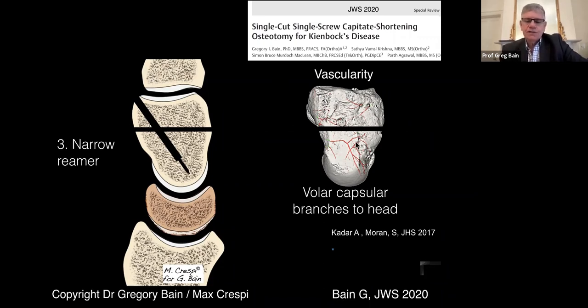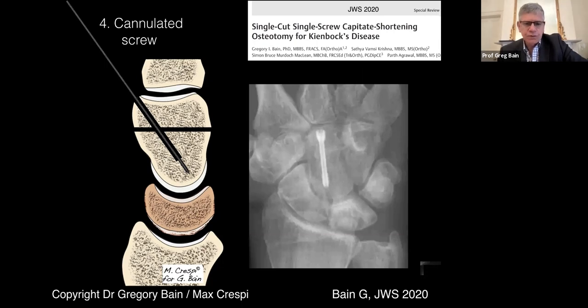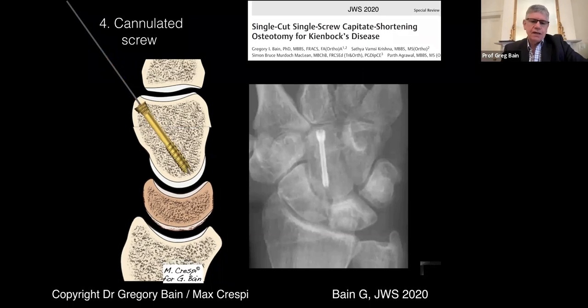And the rationale for this is the vascularity of the capitate comes particularly from the volar side. So it's again like the scaphoid. And so these volar branches need to be protected to ensure that we have vascularity, as shown here by Steve Moran in these beautiful images that he's developed. So we then put the cannulated screw into position, lock that down and compress it.